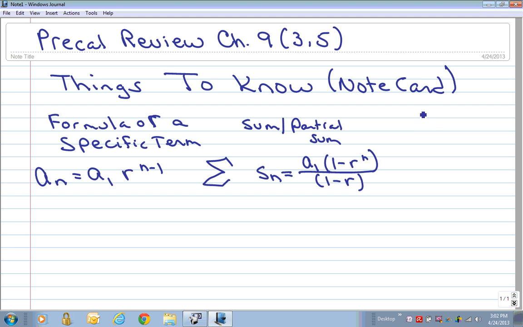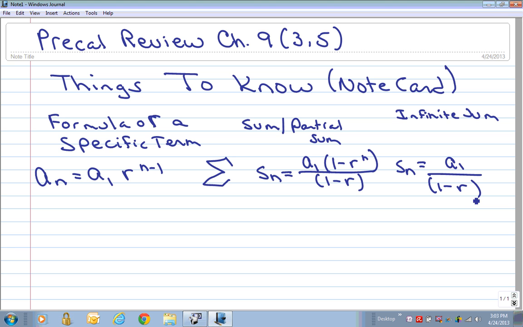And then finally we have an infinite sum. That's a sum that goes on forever. It will approach a limit at some point, and the infinite sum is a sub 1 over 1 minus the ratio. Okay, so those are the three geometric equations that you need to know.